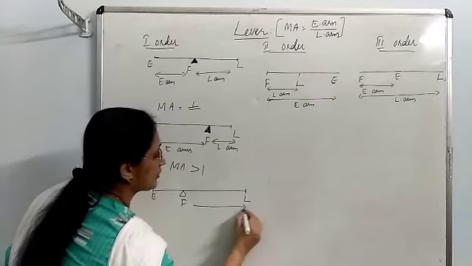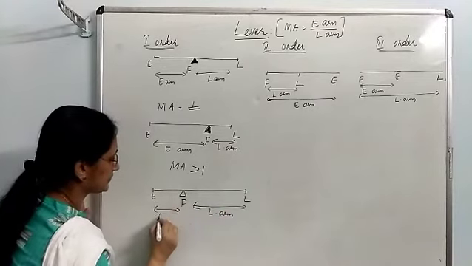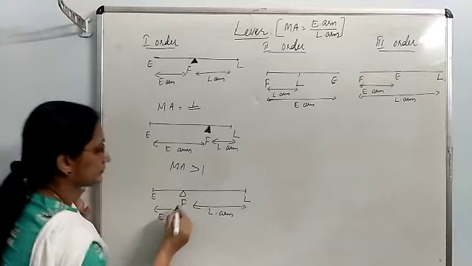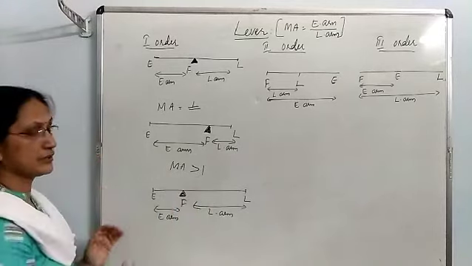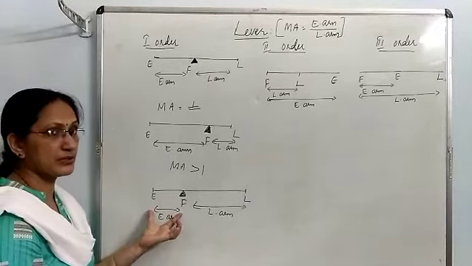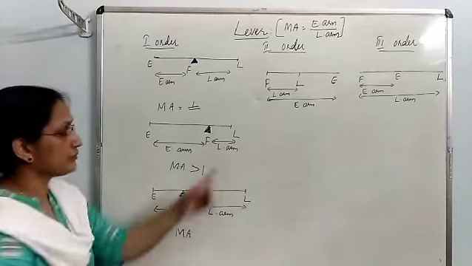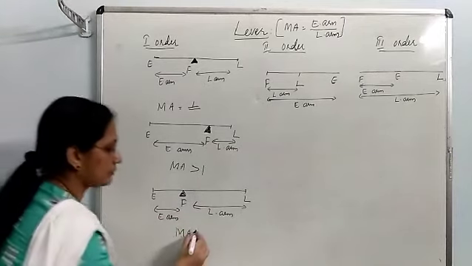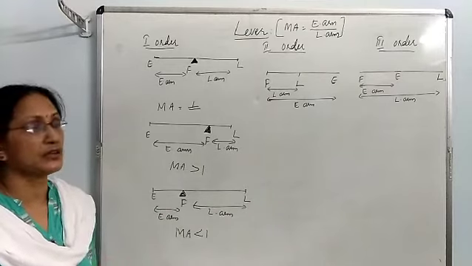This is the load arm. This is the effort arm. Okay, the fulcrum is shifted towards effort. Effort arm became shorter than load arm. So MA will be, MA is effort arm by load arm. MA will be less than 1. So this is the conclusion.